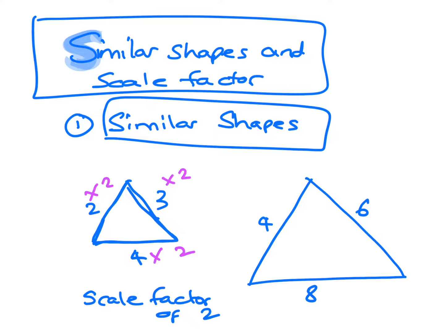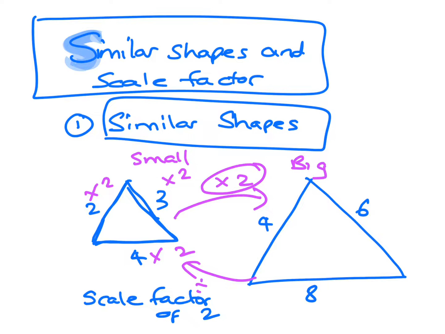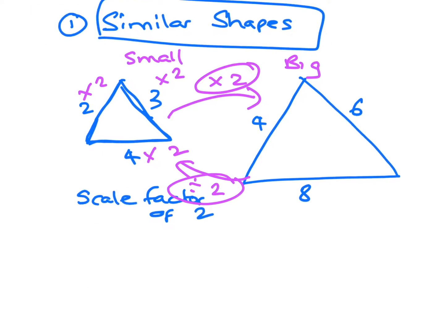So basically when you're going from the small to the big, you will times by your scale factor, and when you're going backwards, you will divide by your scale factor.